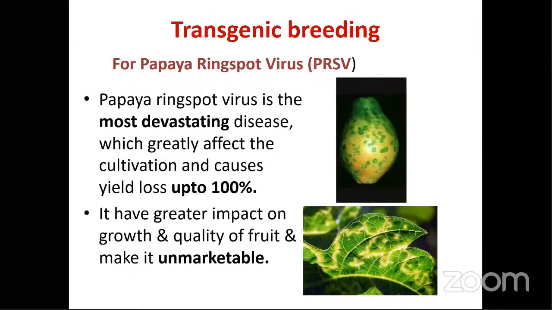Okay, since this one is asked frequently, I have put in some slides. Transgenic breeding for ring spot virus: as I said, it is the most devastating disease, with yield loss of almost 100%. And when you see this type of fruit, is it marketable? No, right?